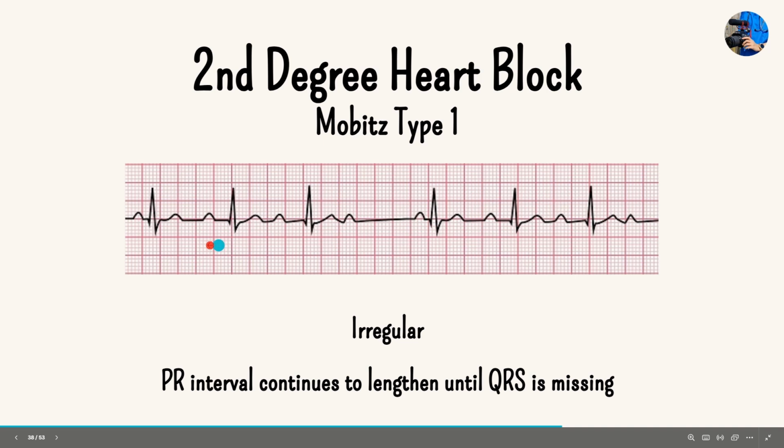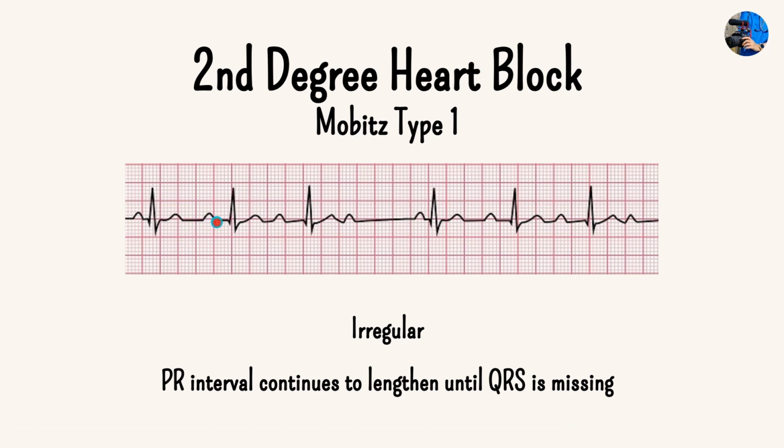So if you have a look at your PR interval here, if we're looking at this little region here, it becomes slightly longer, and then as you can see, we miss one. Then again, it prolongs, and assuming we would probably miss a QRS complex there. So it will continue to prolong, as you can see here, here, here, and then we just miss one altogether. So despite having a P wave come in, we just miss a QRS complex there.